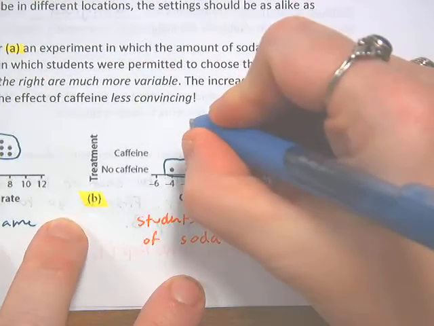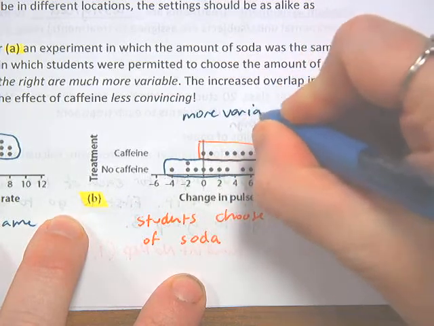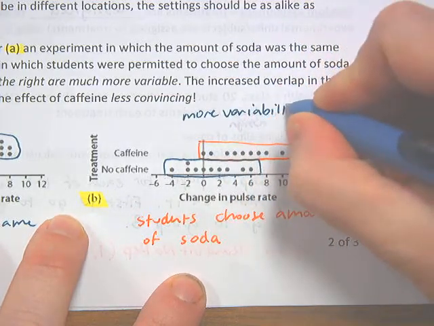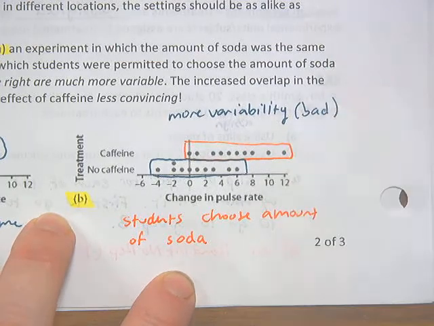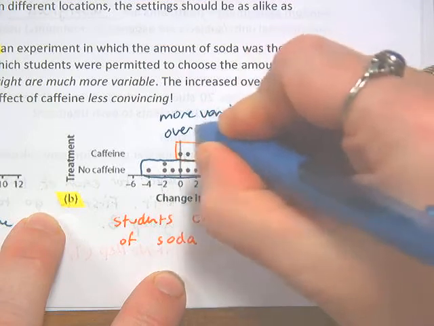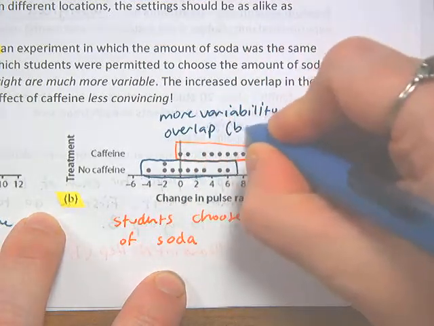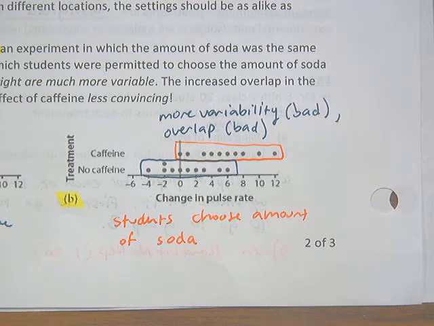So I just want you to make a little note. This one has more variability, which is bad. It's more spread out. There's overlap, which is also bad. It's harder to tell if there was truly a difference when students got to choose the amount. The variability went up. It's more spread out.